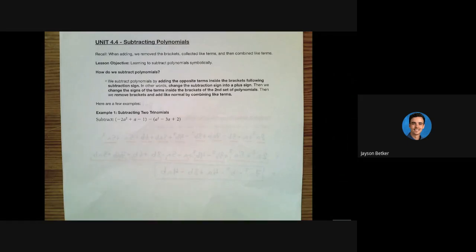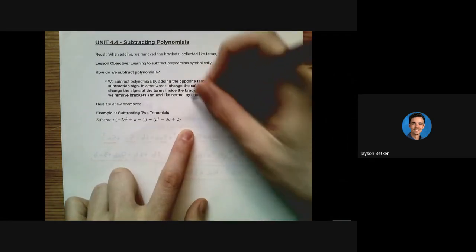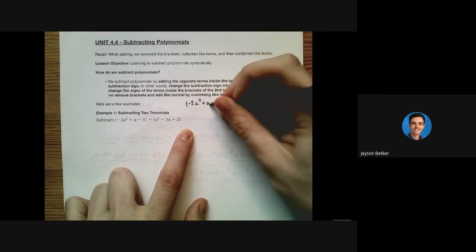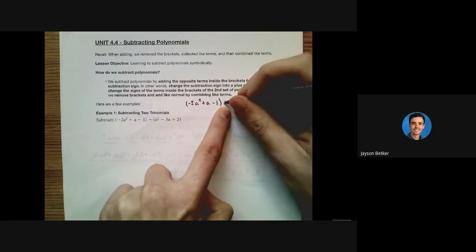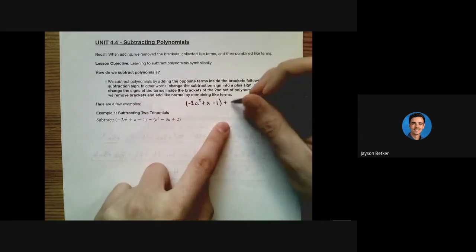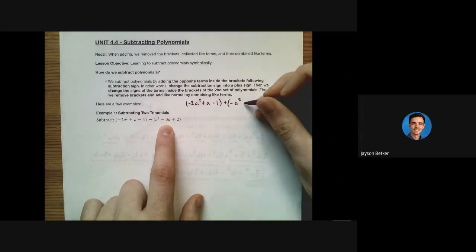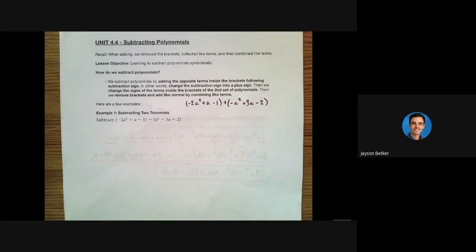I'm going to show you what's actually happening and how it ends up doing that. If I followed this exact set of rules, I would get negative 2a squared plus a minus 1. And then what I said was change the subtraction sign to a plus sign, then change the signs of the terms inside the second set of brackets. That would become negative a squared, this would become positive 3a, and this would become negative 2. And that's right. But I don't want you to just follow that rule mindlessly. I want you to know why that occurs.